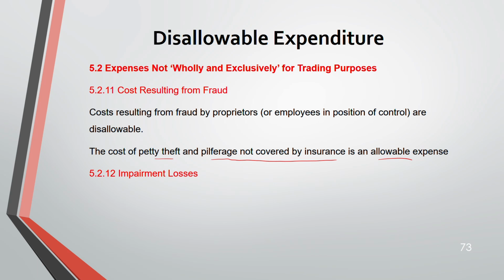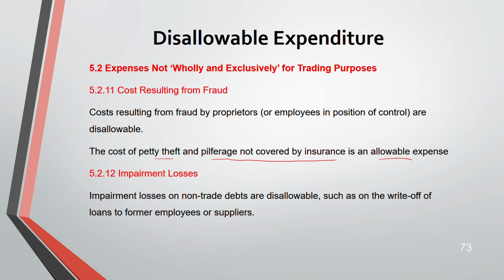Impairment losses, the 12th expense. These numbers will help you to decide. Impairment losses, you have to see whether it is on trade debts or non-trade debts. If it's on non-trade debts, disallowable, such as writing off loans to former employees or suppliers. That is non-trading. But if it's on a trading debt, impairment losses are allowed.